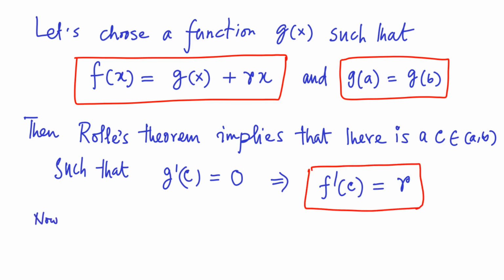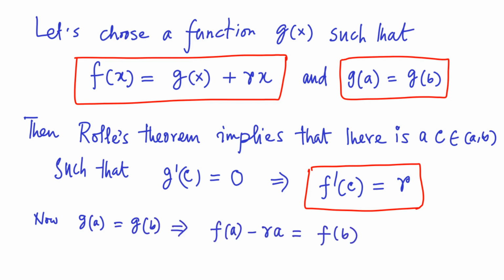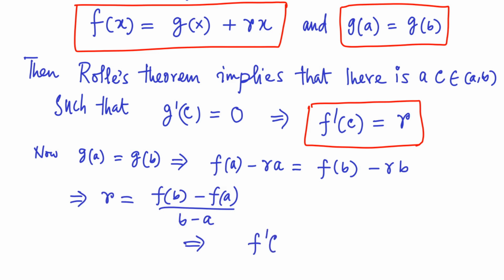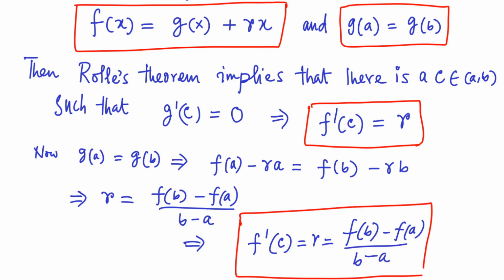Now by construction, g of a equals g of b, which then implies f of a minus r a equals f of b minus r b. Clearly we can then determine r to be f of b minus f of a over b minus a. Now we have already established using Rolle's theorem that f prime of c is equal to r, which is then equal to f of b minus f of a over b minus a, which is the statement of the mean value theorem.